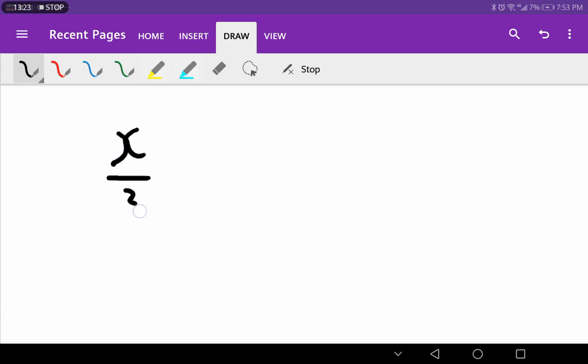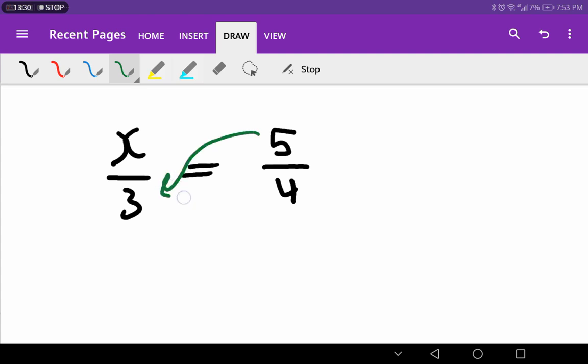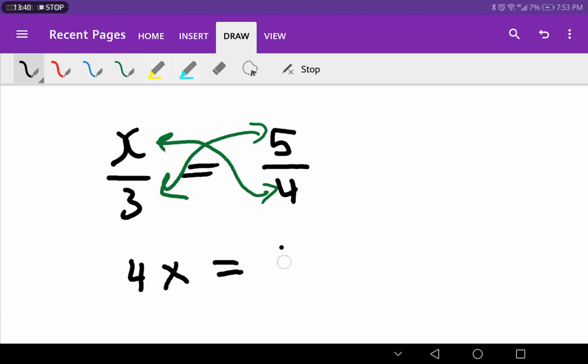x over 3 equals 5 over 4. What you have to do? Yes, this is proportions, so we do cross multiplication. Yes, so 4x equals 15. Divide by 4, divide by 4, this is eliminated, and this is the fraction with the big head. See, fraction with big head and small legs.